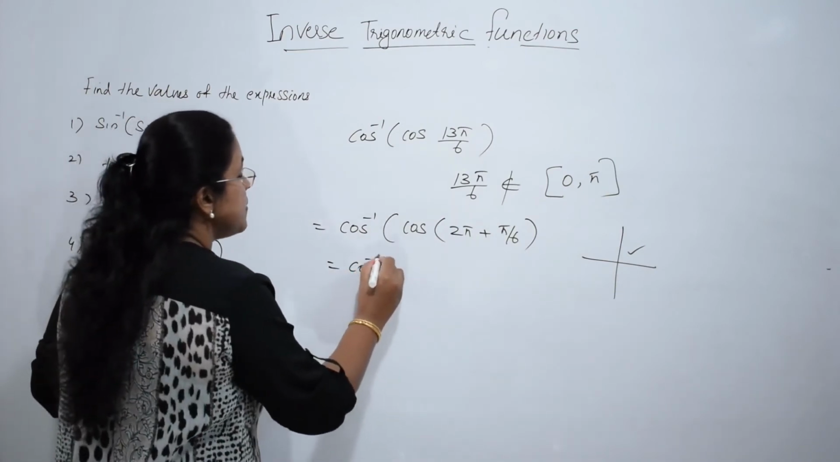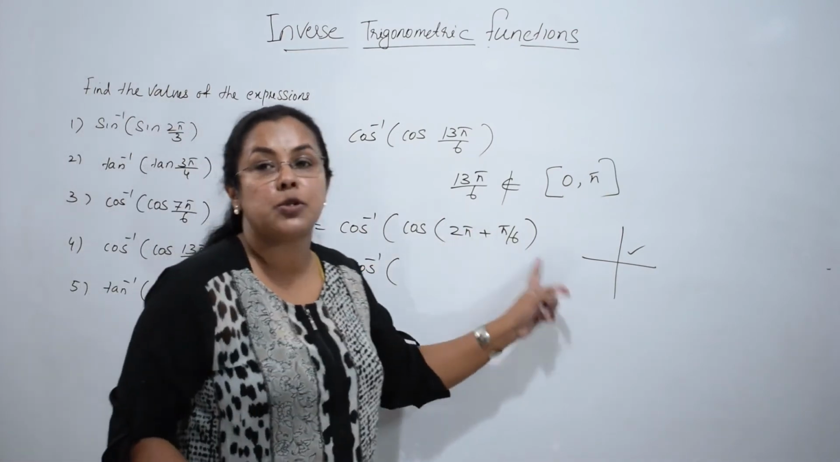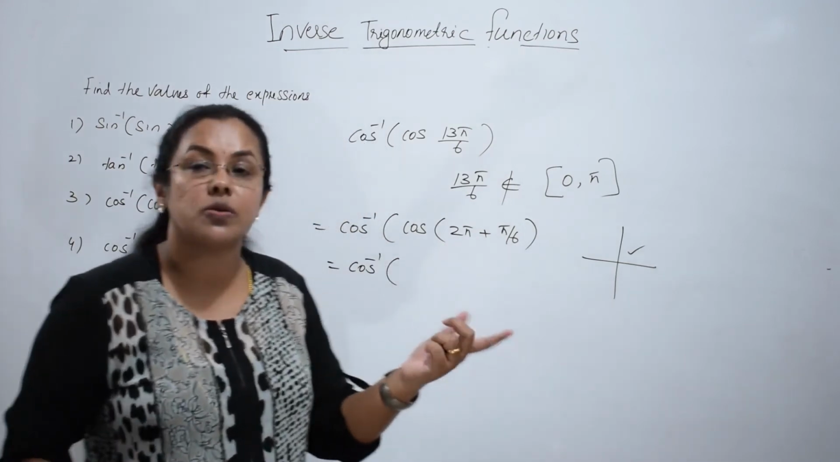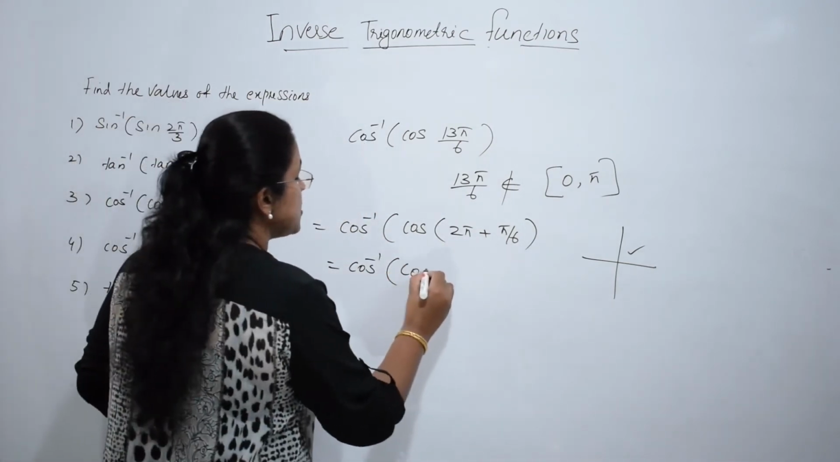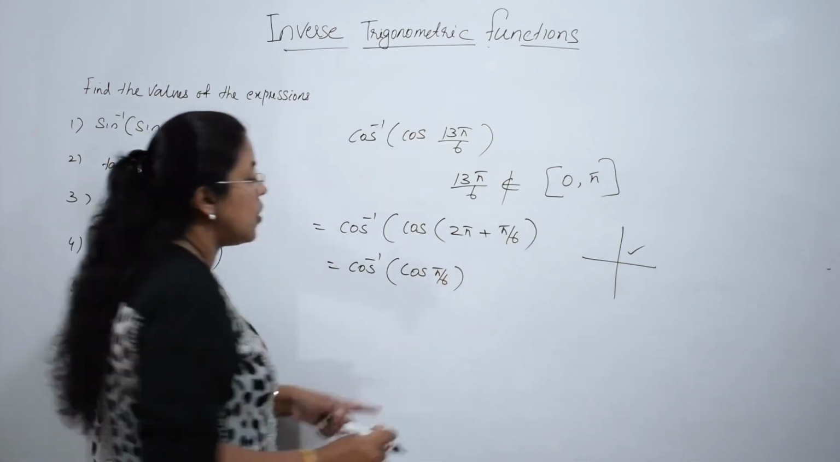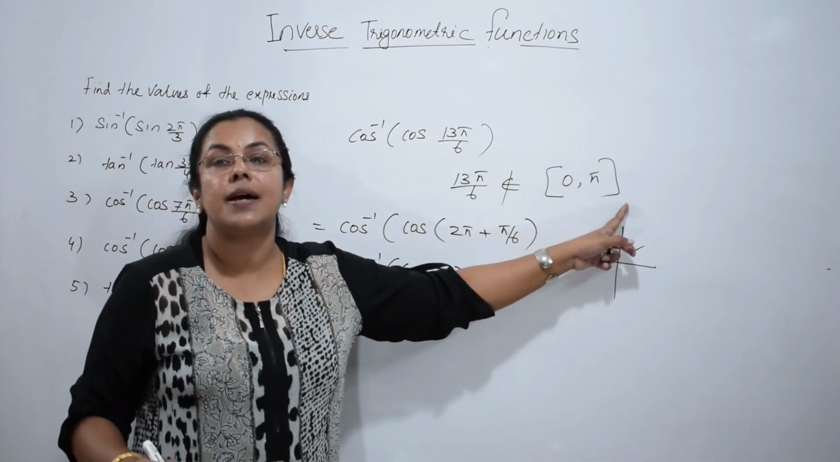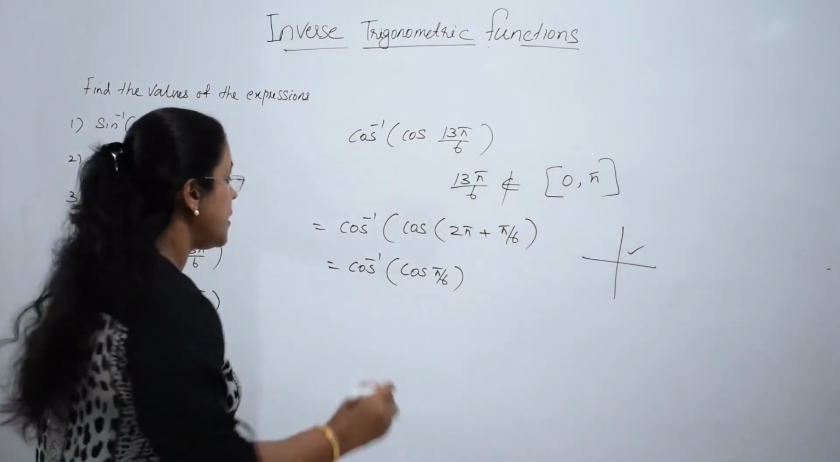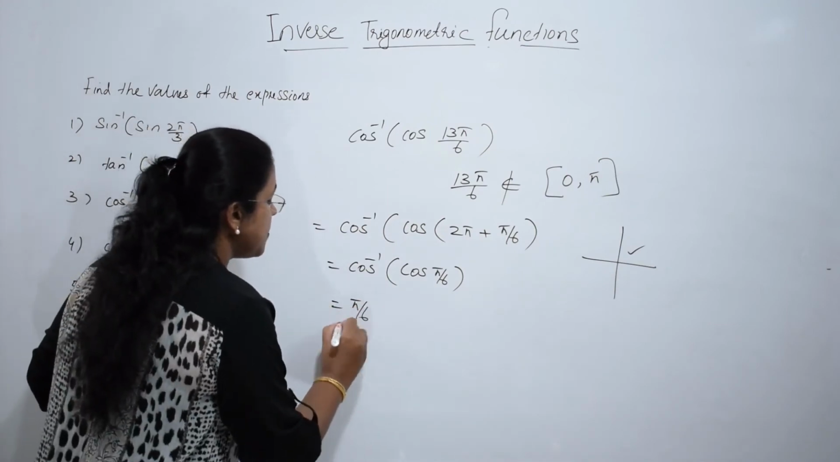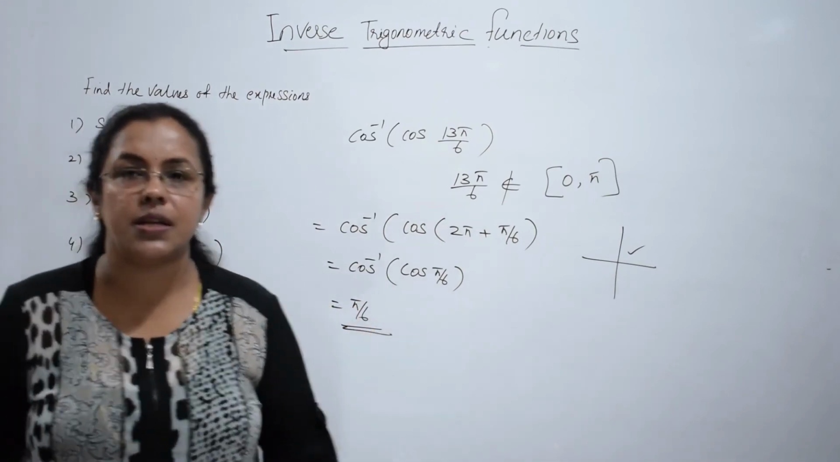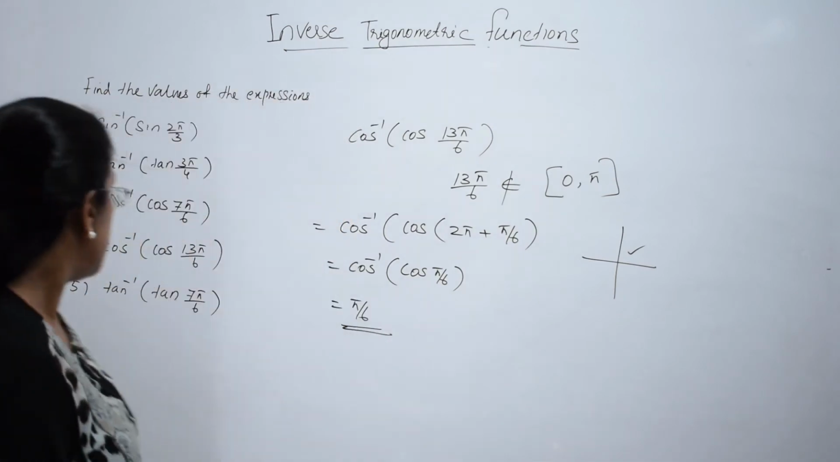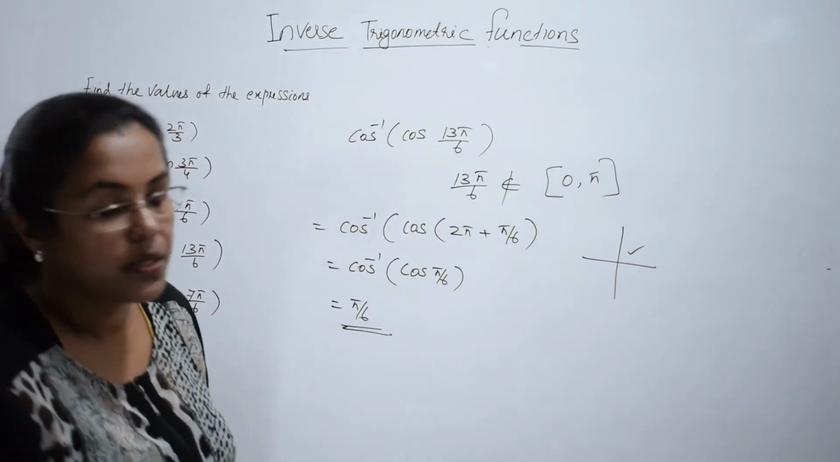Again, cos 2 pi plus theta is also cos theta. So we can write cos pi by 6. Of course, pi by 6 lies in the interval 0 to pi. So the final answer is pi by 6. Very easy. Now the last question.